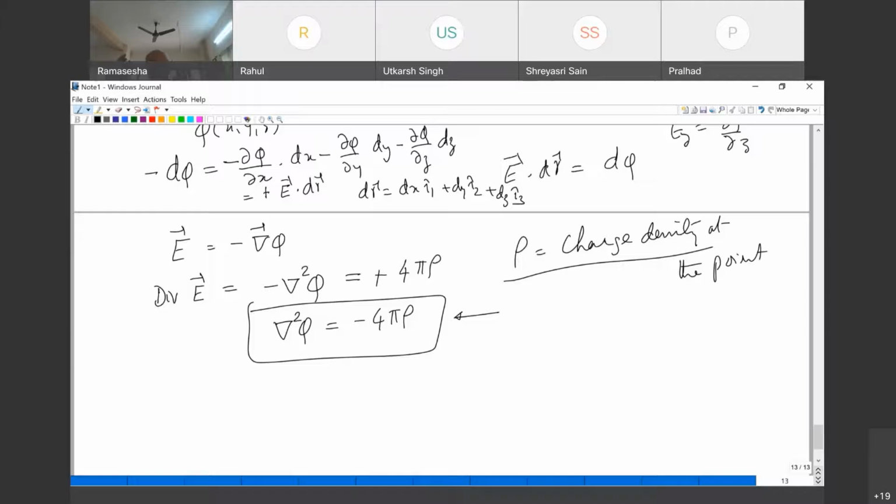Yeah, electric potential is a conserved quantity, right? Electrical work done in moving a charge in an electric field from point 1 to point 2 does not depend upon the path. So the electric field can be expressed as a gradient of a scalar, and that scalar is the potential.